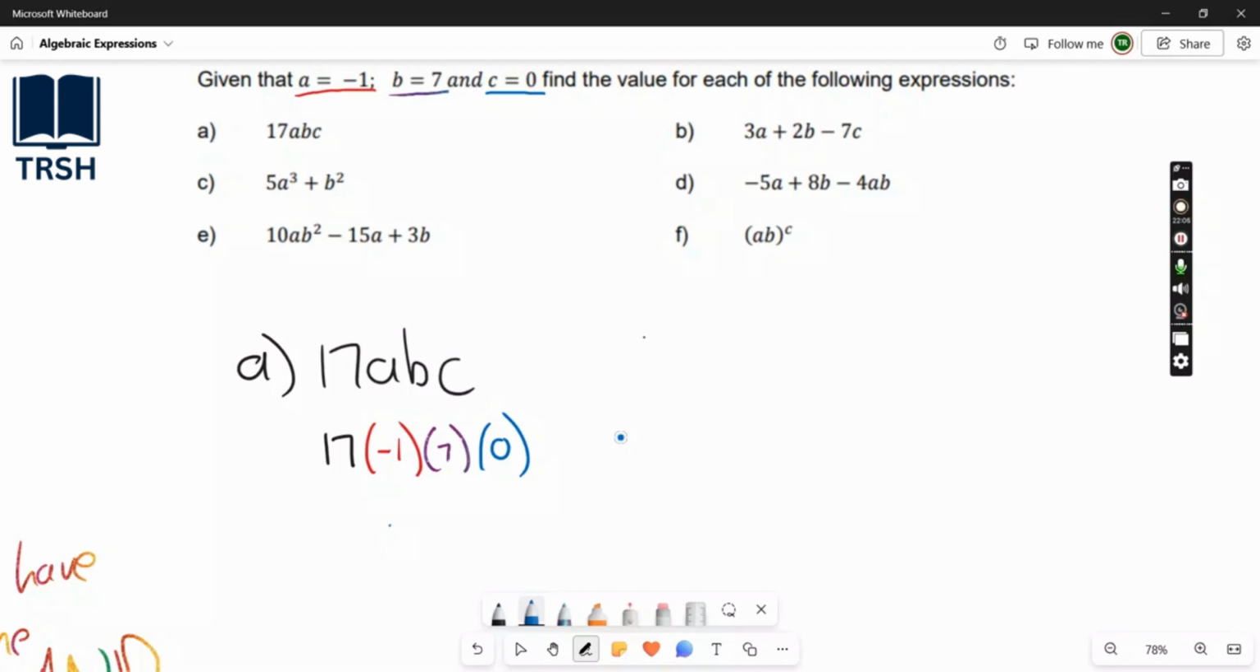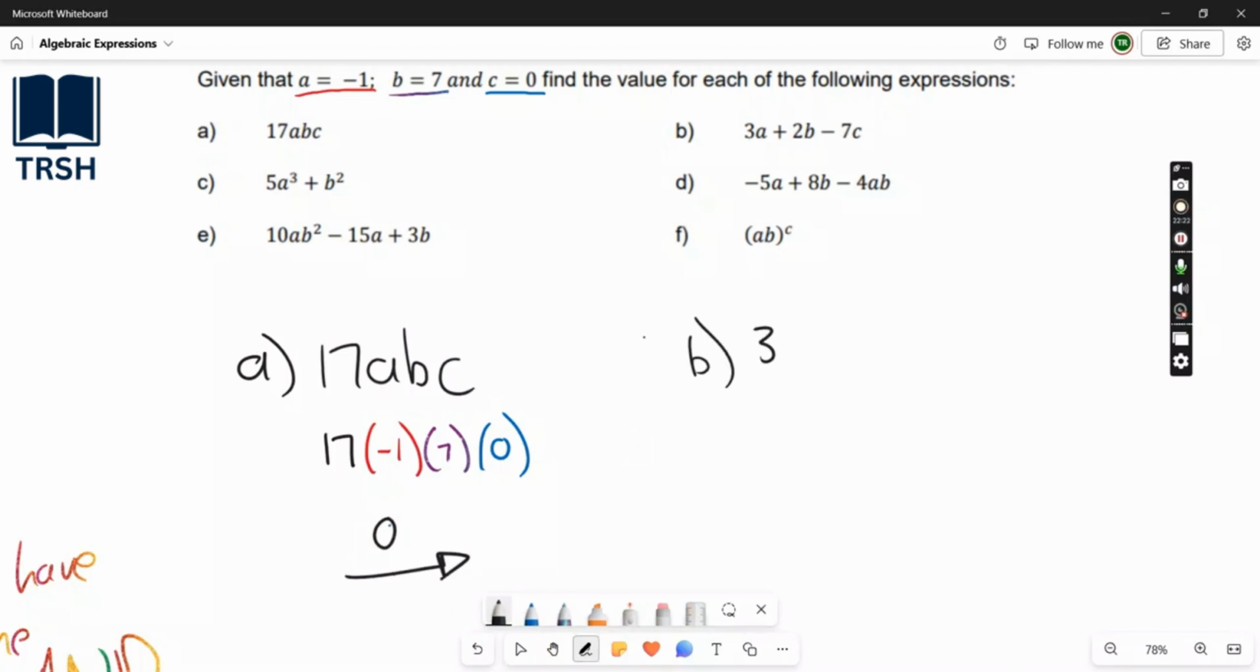But guys, please, this will give us 0. I should have seen this because anything multiplied by 0 will give you 0. But anyway, that is equals to 0. That's the answer. So the answer is 0.